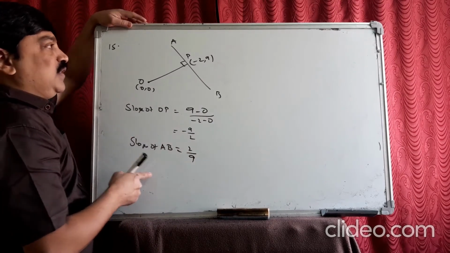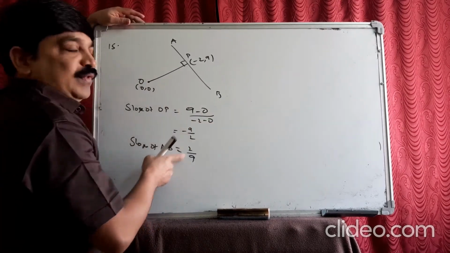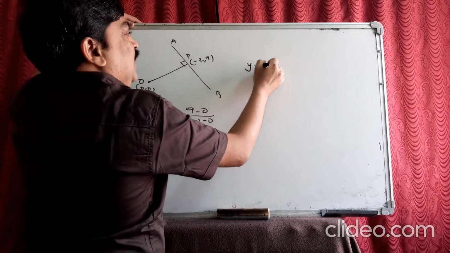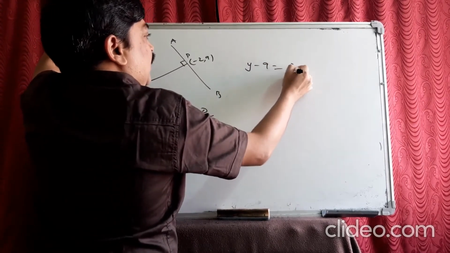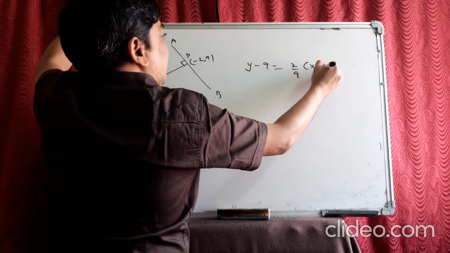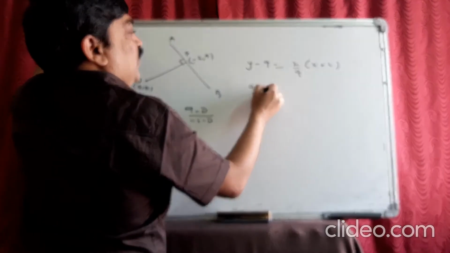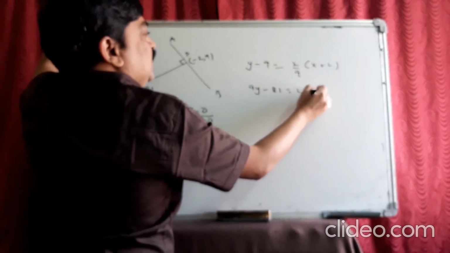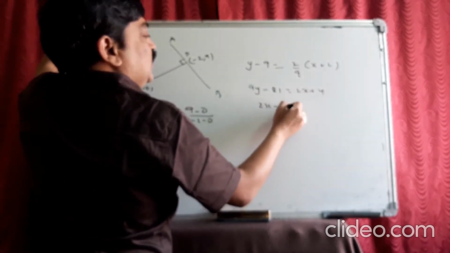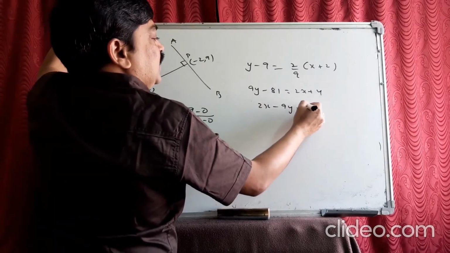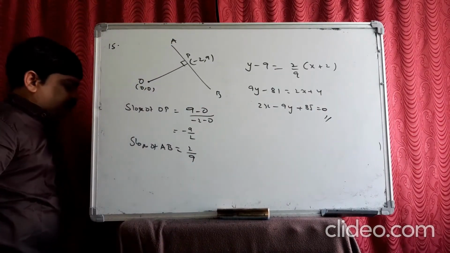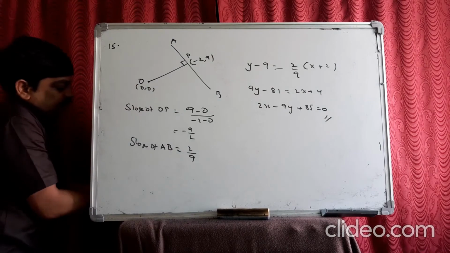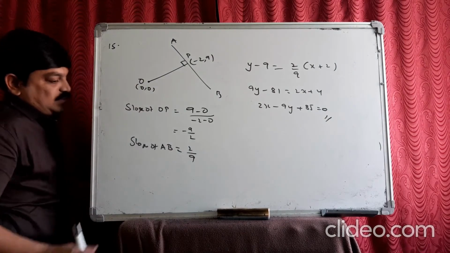Now to find out the equation of a line AB, we have a slope and we have a point. Y minus y1 is equal to m into x minus x1. So 9y minus 81, 2x plus 4, it becomes 2x minus 9y plus 85 is equal to 0. Correct.